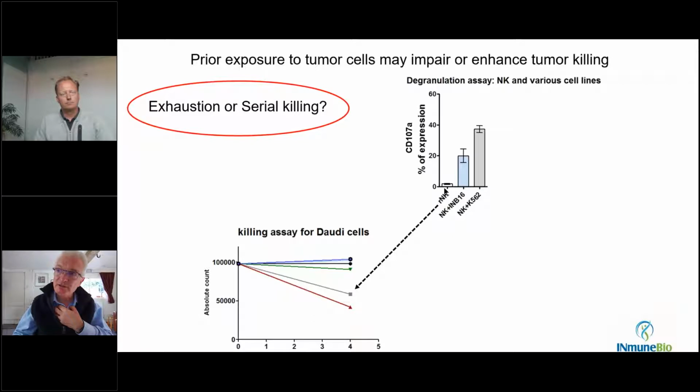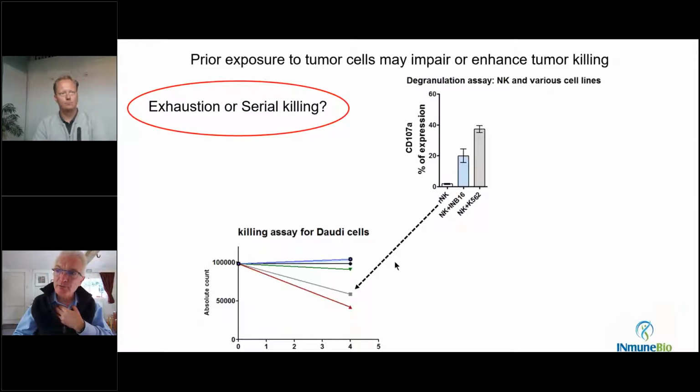So here we've taken resting NK cells and we looked at those cells. They've got very low expression of CD107A, they haven't degranulated. And if we incubate them with Daudi cells as an NK cell target cell, this is 100,000 Daudi cells at time 0, and after 4 hours in the controls, there's just a little bit more than 100,000. They've proliferated a bit over 4 hours.